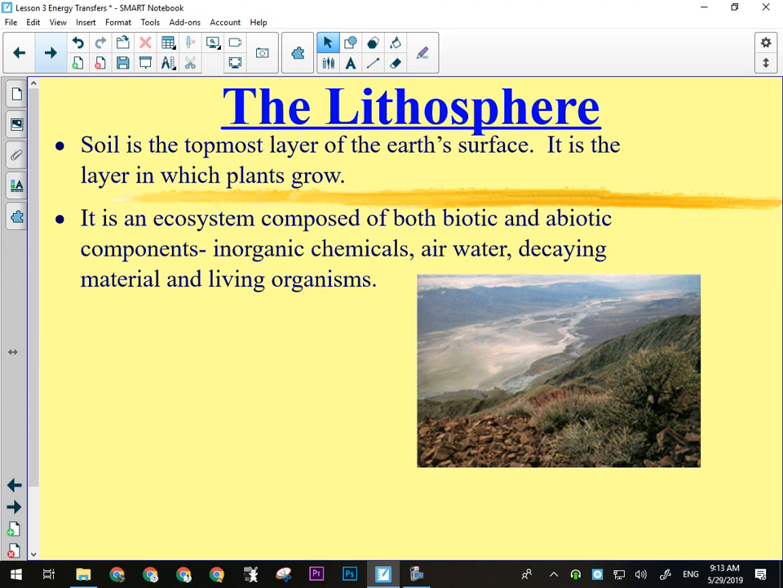We also have to remember that soil is its own ecosystem. It contains biotic and abiotic components, that is living things and non-living things. The non-living things would be minerals, nutrients, things like that, and the living parts would be bacteria and fungus and plants and things like that.